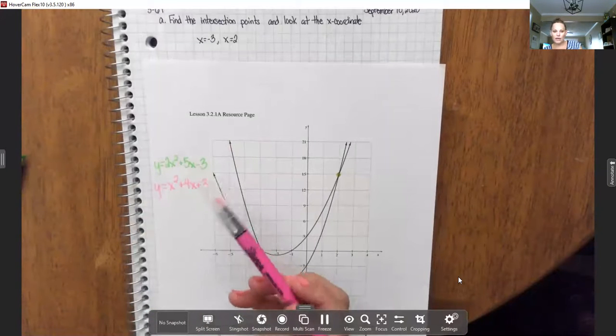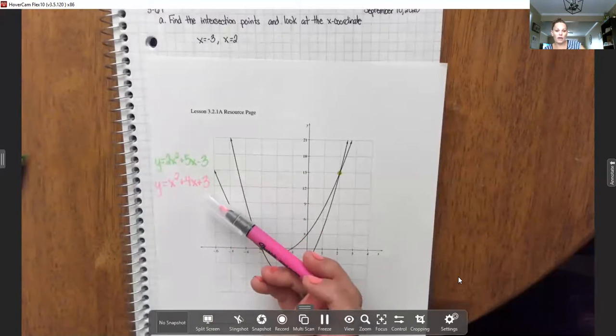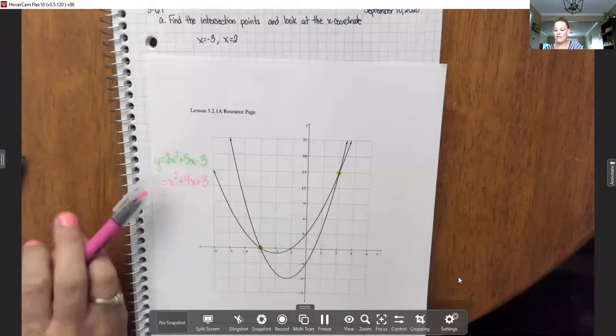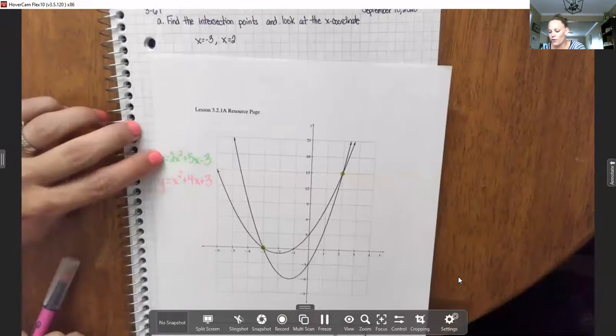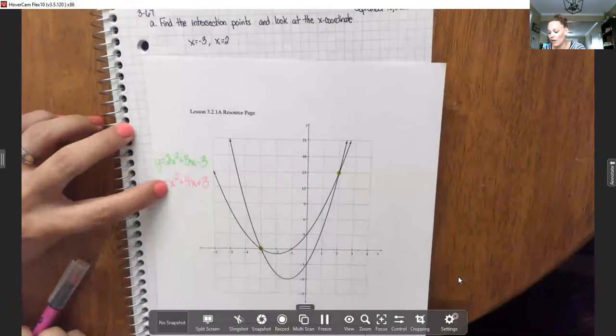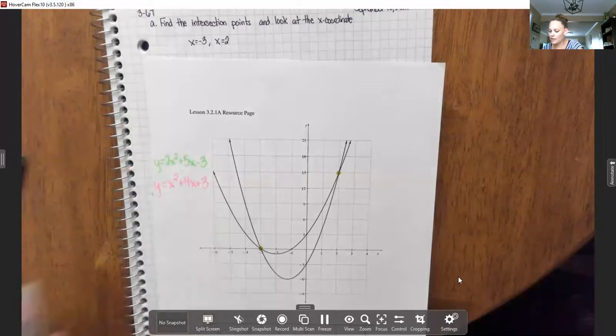We can look at the y-intercept. So the one I wrote in green has a y-intercept of -3, and then the one I wrote in pink has a y-intercept of +3. Also, the other thing is the a value. The a value for the green one is 2, which means it would be skinnier. And then the a value here is 1, so it would be the wider one. I think the y-intercept's a little bit easier.